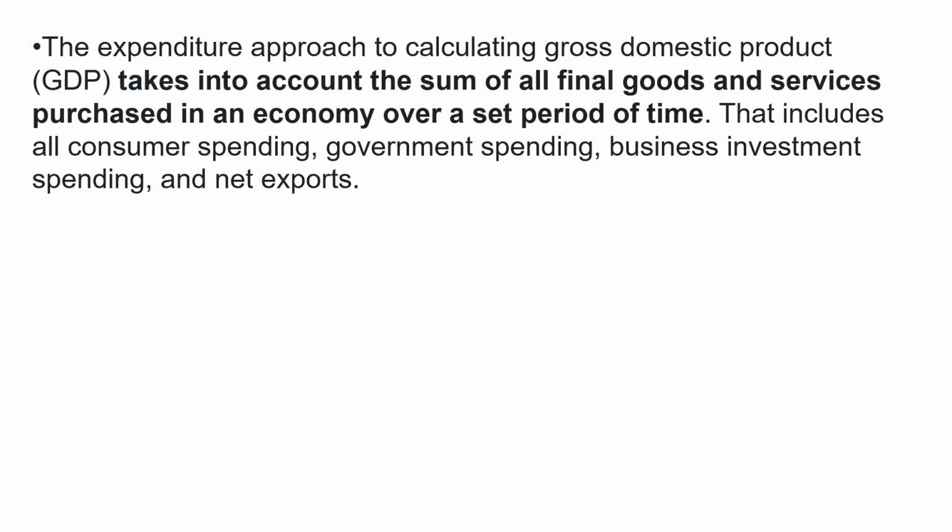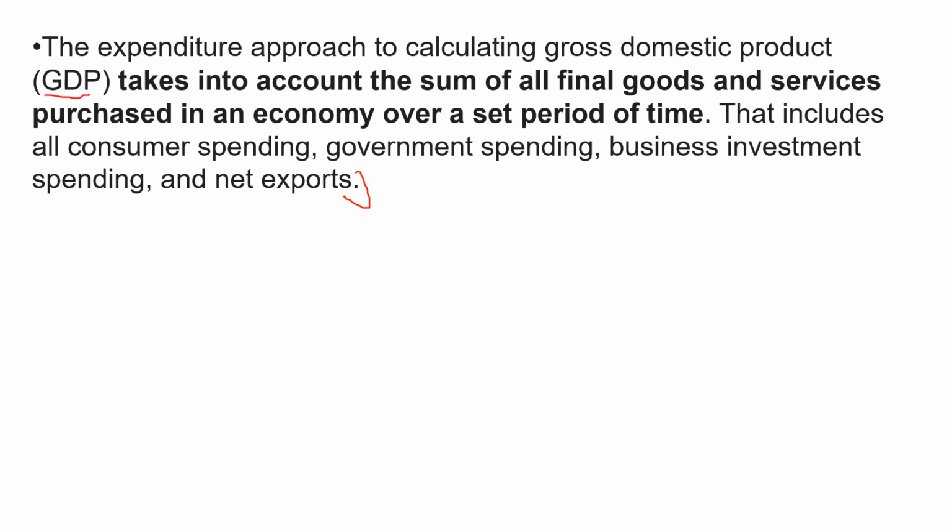The expenditure approach to calculating gross domestic product takes into account the sum of all final goods and services purchased in an economy over a set period of time. That includes all consumer spending, government spending, business investment spending, and net exports. All these things are included in what? GDP. What is GDP?